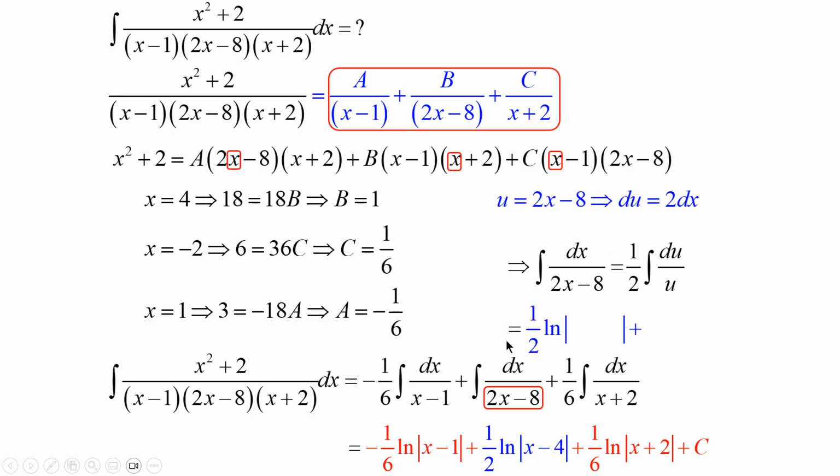And we're going to get 1/2 the natural log of u, which is my 2x minus 8, plus c. Now, if I replace this blue term up here with this blue term right here, we're going to get two equations where the difference between them is the constant c. It's pretty amazing. So that's it. But they are both appropriate answers.